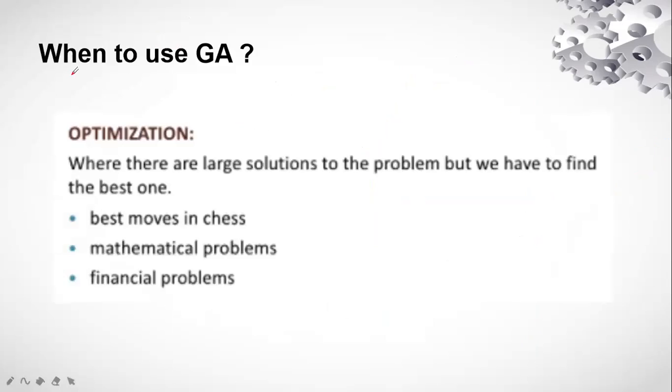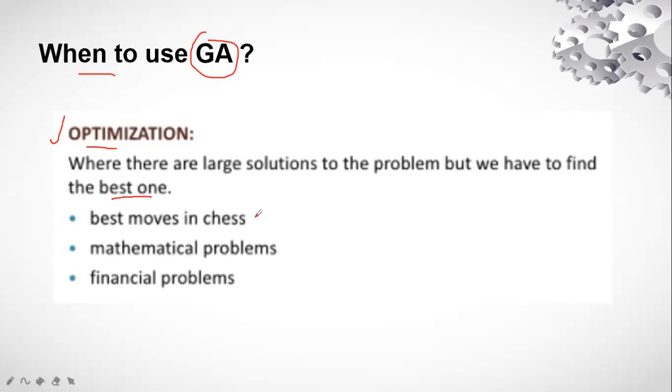Now, we have certain things which we need to understand for GA. That is, when we are going to use GA. GA is applied for all the problems which involve finding a solution for optimization. That is, either finding the maximum or finding the minimum. That means out of a large number of solutions, we can find the best result for the problem. So wherever optimization is needed, we can apply the genetic algorithm, where there are large numbers of solutions to the problem, but we have to find the best one.